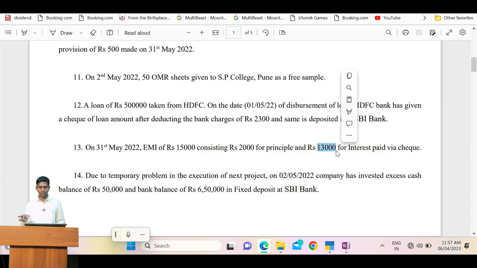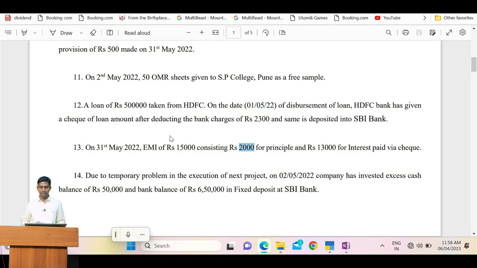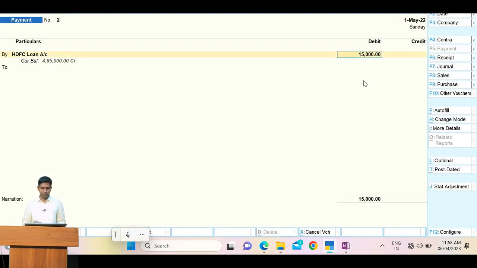13,000 debit to interest. Correct. And 2,000 debit to EMI, because from the total loan, bank will deduct only 2,000. If you write full 15,000, then here you will find 4,85,000. That means Tally deducted 15 from total loan amount. But in EMI, you are paying just 2,000 for principal. Therefore, principal means basic loan, how much? Only 2,000. Therefore, in front of HDFC loan, you should write only 2,000. Correct. And the balance is bank interest.